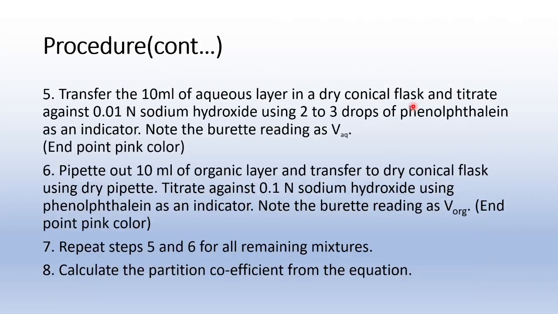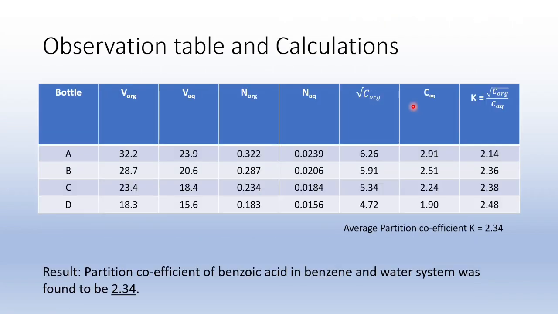After performing the practical, we have found the burette readings for the organic layer and aqueous layer for bottles A, B, C, and D. We will write those burette readings in this observation table. Based on these burette readings, we will calculate the normality of the organic layer and aqueous layer for all of these bottles. And from normality, we will find the concentration, and we will use that concentration to calculate the partition coefficient of benzoic acid in the benzene water system.